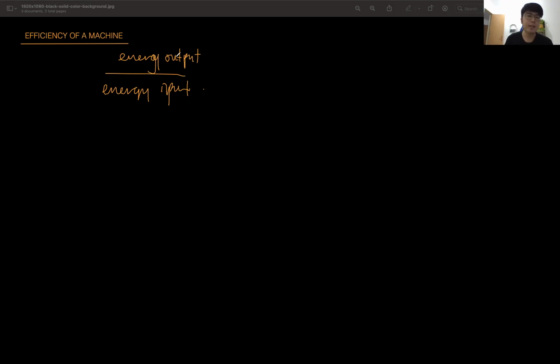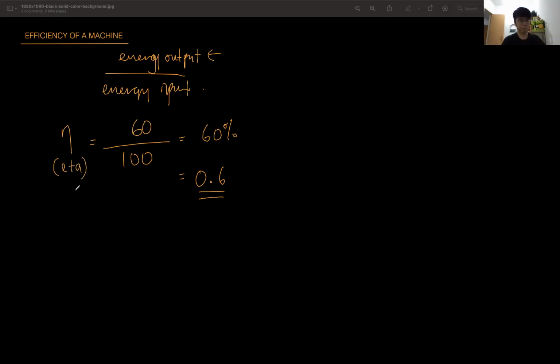So based on this, that is why energy output is always lower than energy input. Energy output is always smaller than energy input. So this is always less than the denominator. Suppose that I give 100 energy to the pump, and it only does 60 joule by raising the water. It does 60 joule. Then efficiency becomes 60%, or you can write it as 0.6. We give this efficiency a symbol of eta.